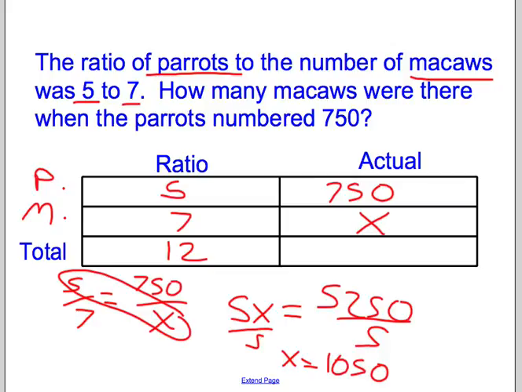Another way that you could do this and shorten it up a little bit would be just to look and see, 5 times what would give you 750? Well, 750 divided by 5 is 150. So if you took 5 times 150 to get 750, then we could take the 7 times 150 as well. And that would give us that value of 1,050. Again, I'll show you that on the next problem. If that didn't make complete sense, we'll look at it again in just a minute.